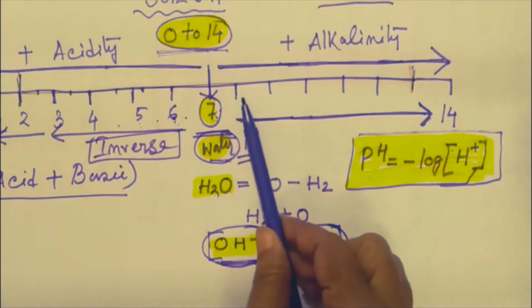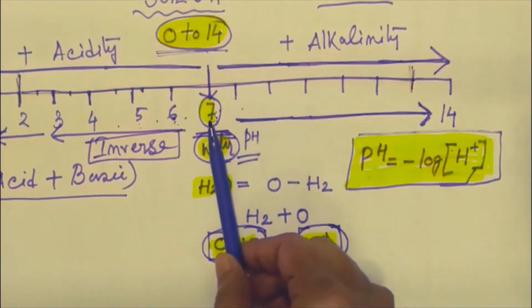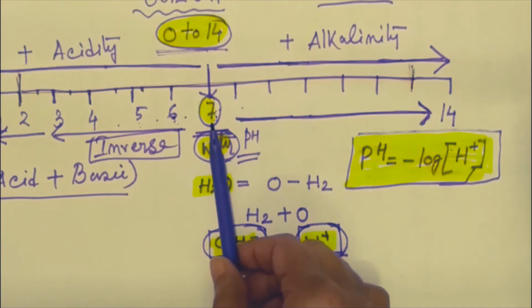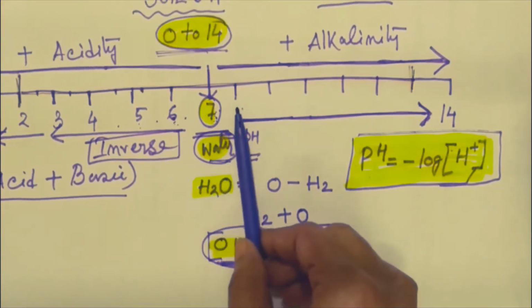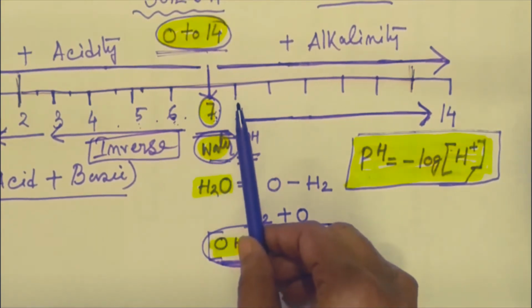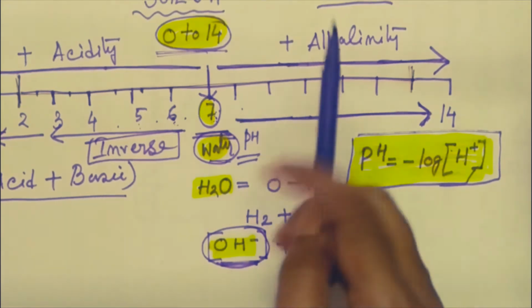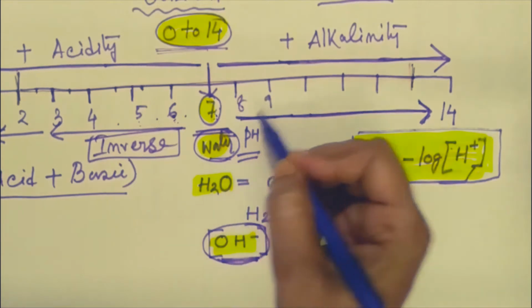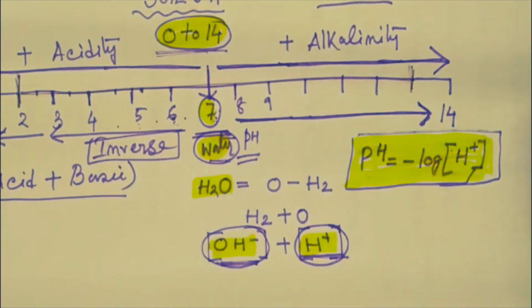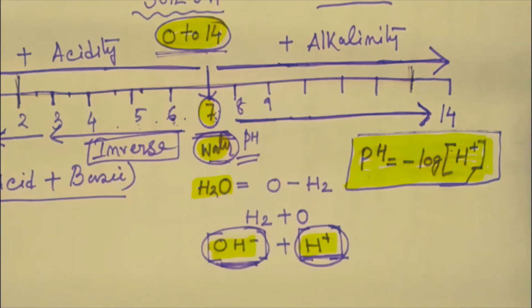And if you move from the right hand side from the neutral point, that is the 7, and then from 7 to 8, the rate of alkalinity will increase 10 times. 8 to 9, it will increase 10 times, and so on. It's just like the Richter scale or the decibel scale. It is an exponential scale. This is the basic theme about the soil pH scale.